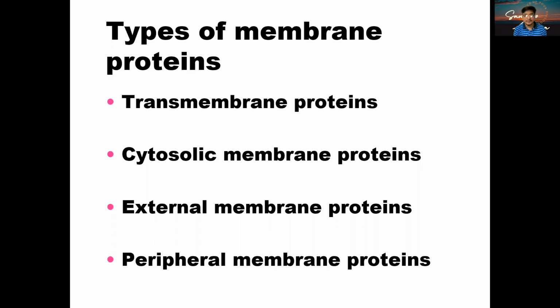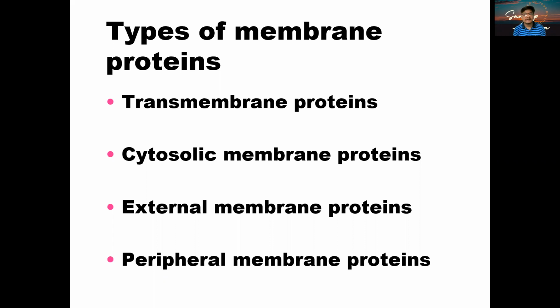We know that there are two kinds of membrane protein which can be present on the plasma membrane or any kind of membrane. One is the extrinsic protein, which is also called a peripheral protein. Another one is the intrinsic protein, which could be the embedded one or the transmembrane protein.